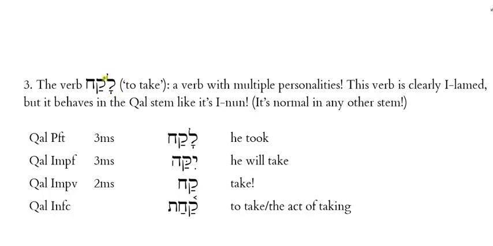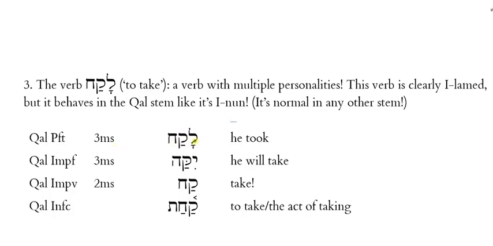Root 1 is what letter? That's right, that is a lamed. That is not a nun. This is a verb that is one lamed. But what is it going to behave like? It's going to behave in the qal stem as if it were a one nun verb. This verb thinks it's a one nun verb in the qal stem. In all the other stems where it occurs, it behaves normally. But in the qal, it acts like a one nun verb. In what ways does it act like a one nun verb? Well, think about the qal perfect 3ms.